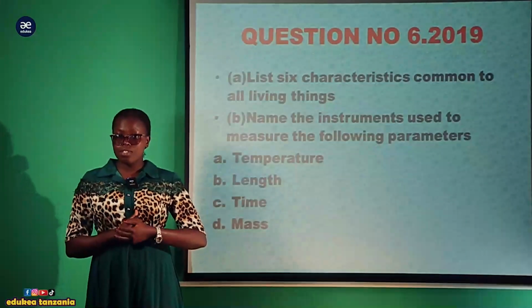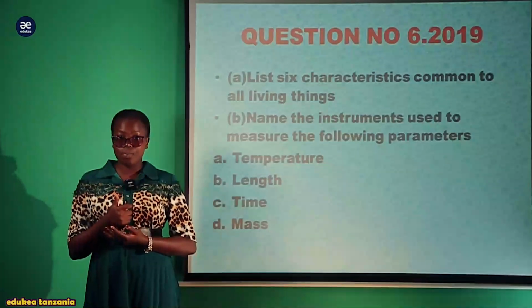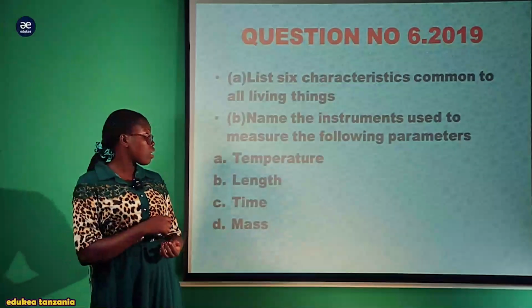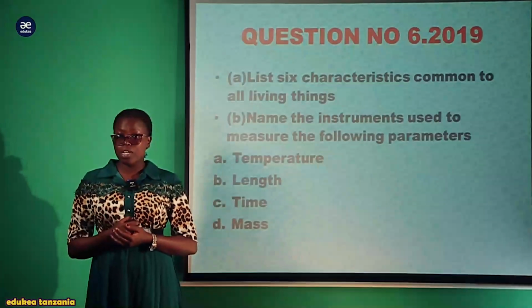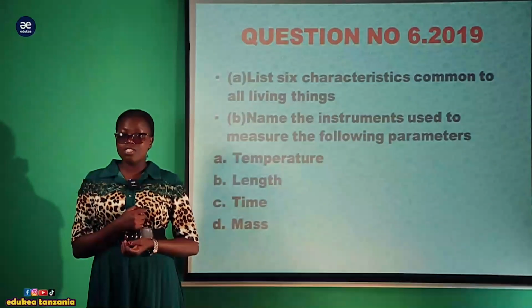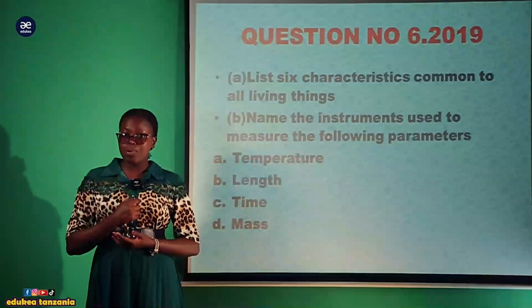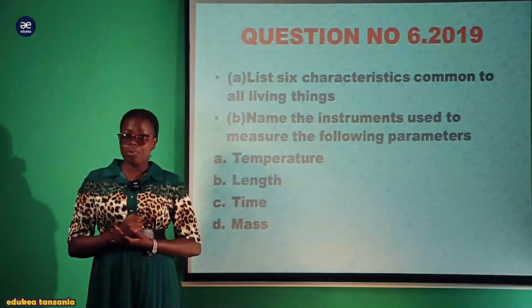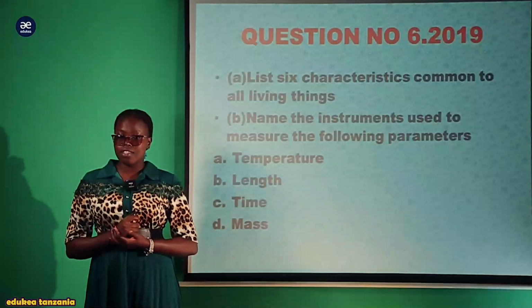Now, in order to answer this question correctly, you need to have a deep understanding of that topic. For Roman A, you need a deep understanding of the topic of introduction to biology. This is where this question has been derived. So, in case you have not studied the topic introduction to biology, it is the first topic in our Form 1 syllabus, one of the very interesting topics.